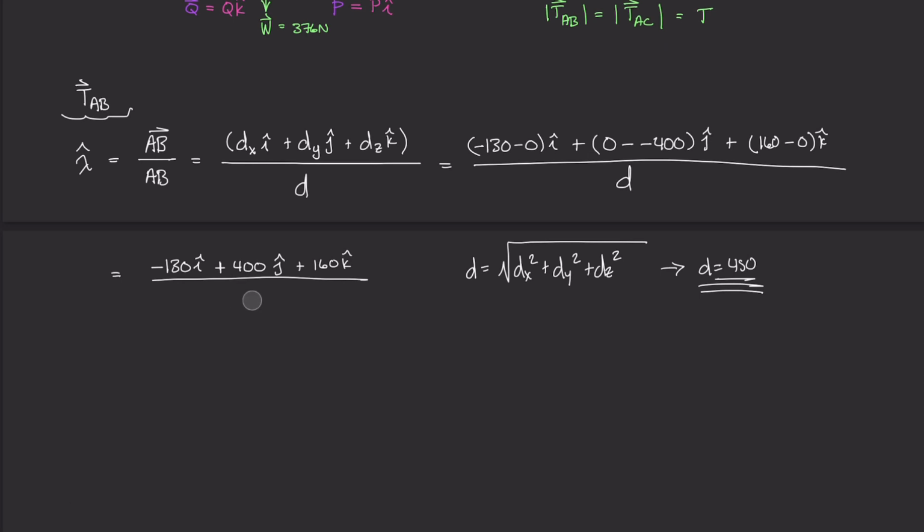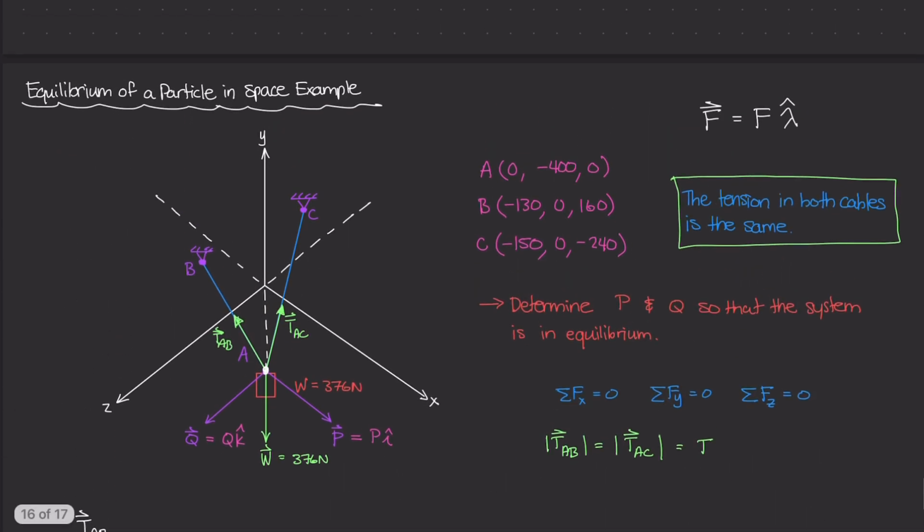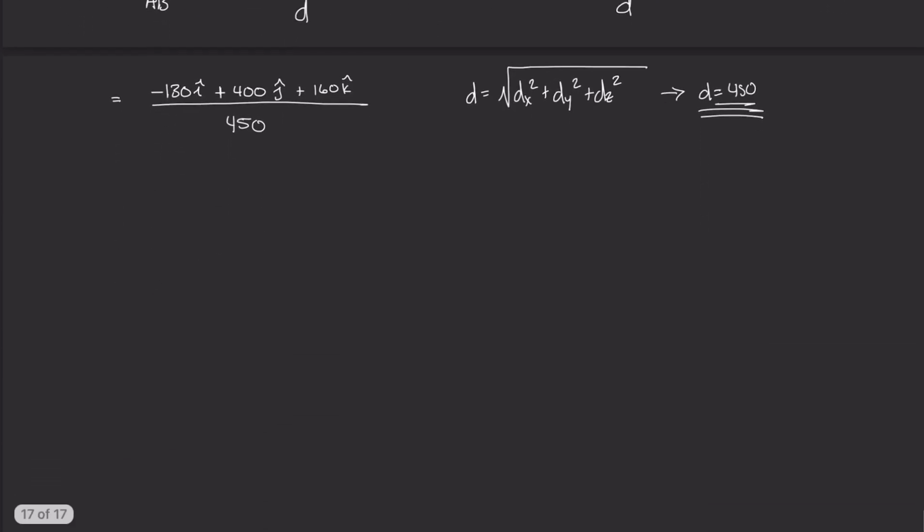So if I erase this d right here and replace it with 450, this entire expression is lambda for TAB. Now this is good because using this equation up here, we can multiply the scalar quantity of F times this lambda value to get the full expression for TAB. So in other words, this tension of AB is going to be equal to the scalar quantity of TAB.